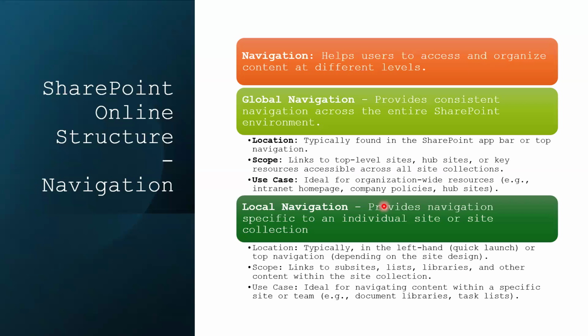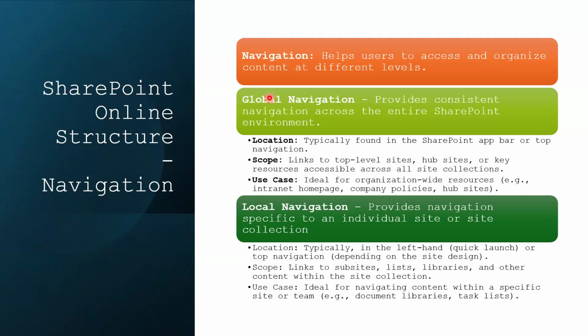And coming to the other component in the SharePoint Online structure, it is navigation. Navigation helps users access and organize the content in different levels. Like we have seen top level site collection, subsites, list, and library, right? But those are the components. How will users link other components, and across all those components, how can they navigate? For that, we use the navigation component, and there are two types of navigation.